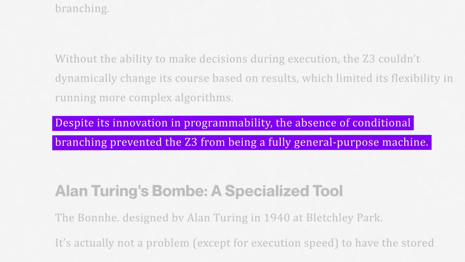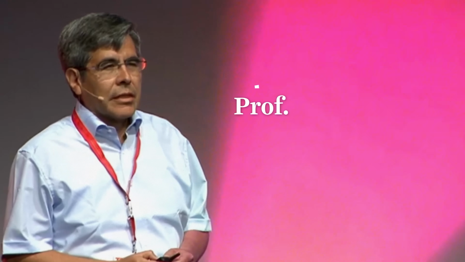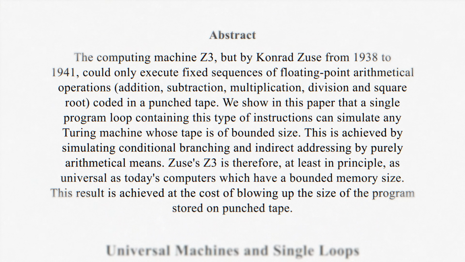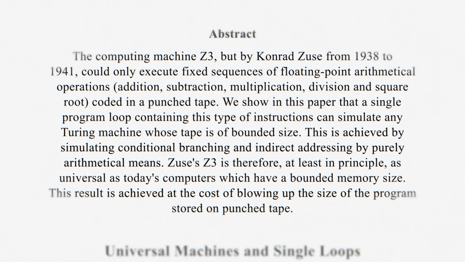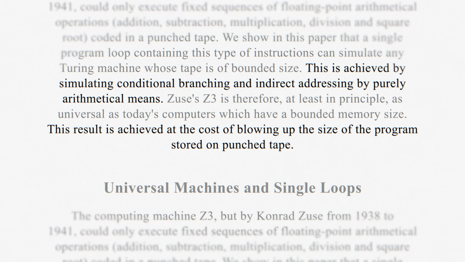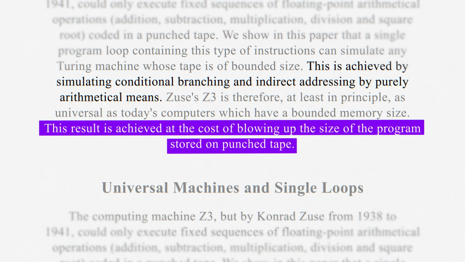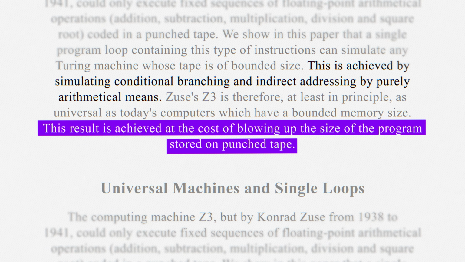But decades later, in 1998, Professor Raúl Rojas showed that it is possible to implement a universal Turing machine on the Z3. He proposed that in order to implement conditional branching, the program tape would have to be long enough to execute all possible paths through both sides of every branch. By exploiting mathematical properties, all possible answers would be computed, but the unneeded ones would cancel out.